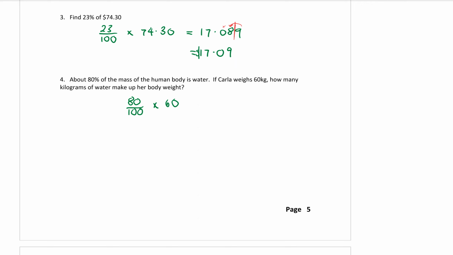80 over 100 times by 60. 48. What's the units? Her weight up here was in kilograms, so that means this is going to be 48 kilograms. Whatever units you're given in the question, this one was dollars, so it's going to be dollars, this one was kilograms, it's going to be kilograms. So she weighs 60 kilos, but 48 kilos of that is actually water, is what that means.